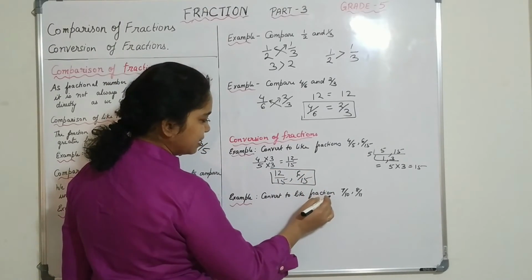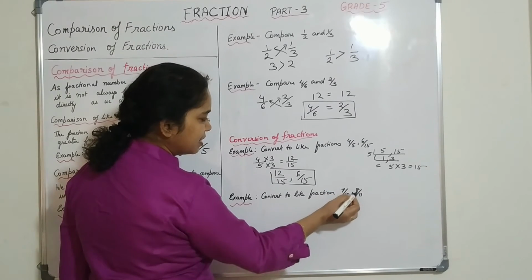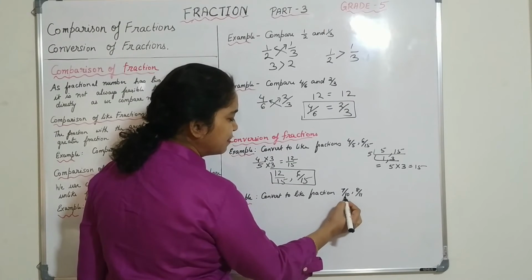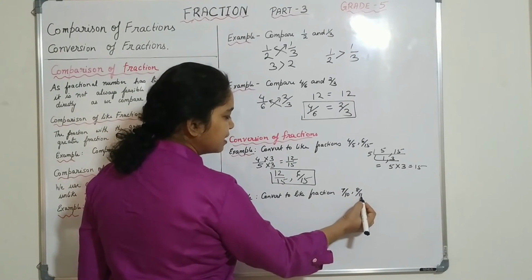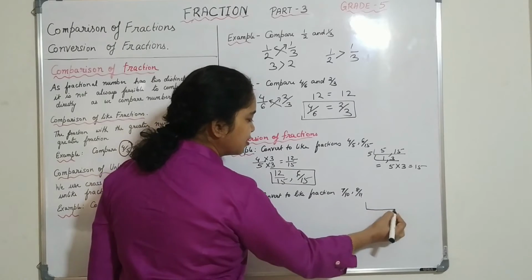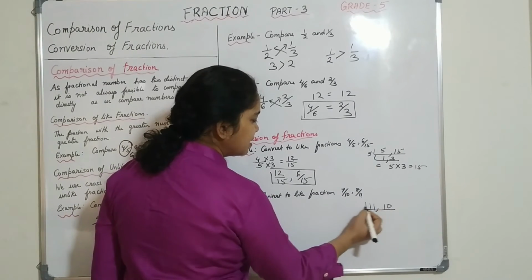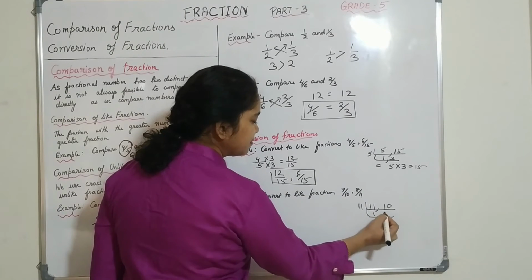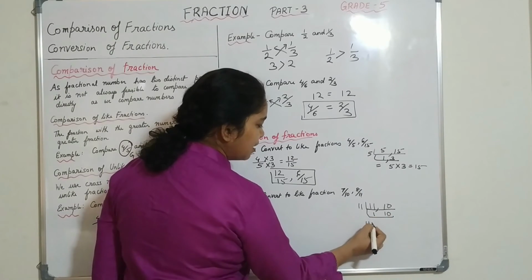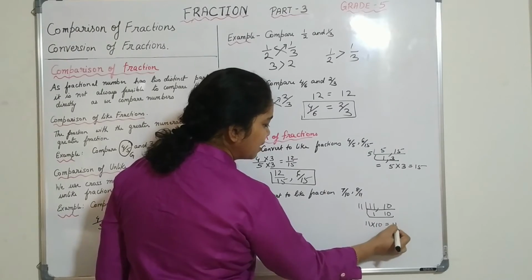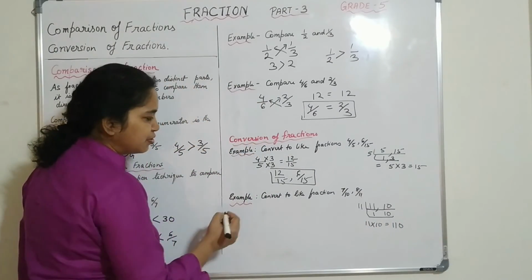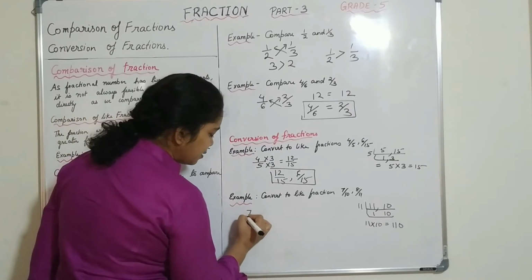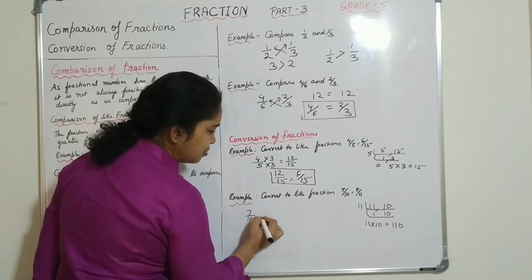Convert to like fractions, and the numbers are 7 by 10 and 8 by 11. First of all, the denominator is different. In the first the denominator is 10. In the second case the denominator is 11. So you have to find the LCM of both the numbers. The LCM will be 11 into 10. 11 into 10 is equal to how much? 110. So what you have to do? You have to make both denominators 110.